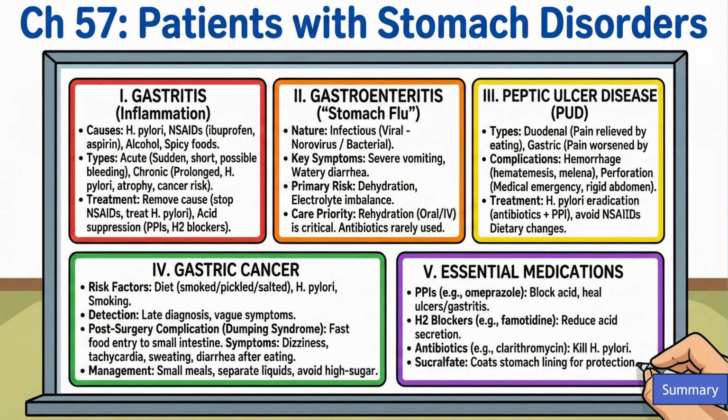For the medication, PPIs block the acid and will heal the ulcer and the gastritis. The H2 blockers reduce secretion. The antibiotics are for the H. pylori, and the sucralfate is to coat the stomach lining for protection.